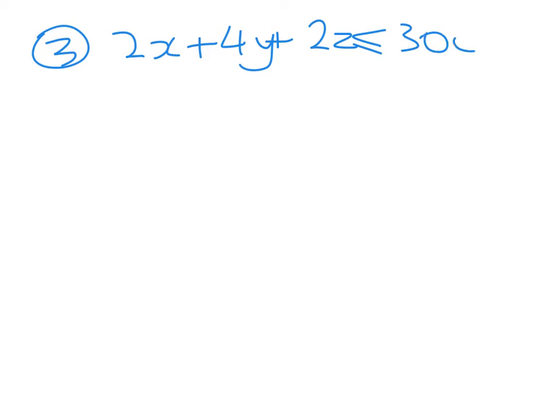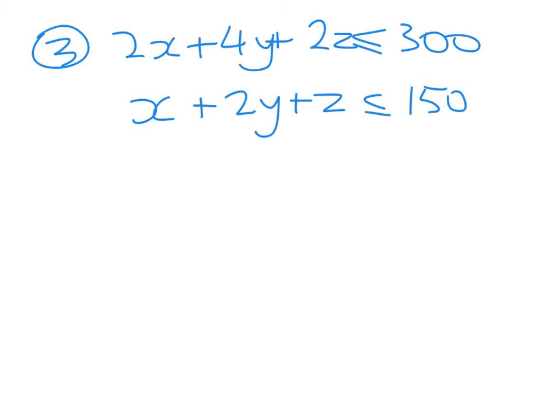Right, now the third inequality is the type C decorations. So it's 2x plus 4y plus 2z is less than or equal to 300. Again, I'm just going to divide through by the common factor and end up with x plus 2y plus z is less than or equal to 150.